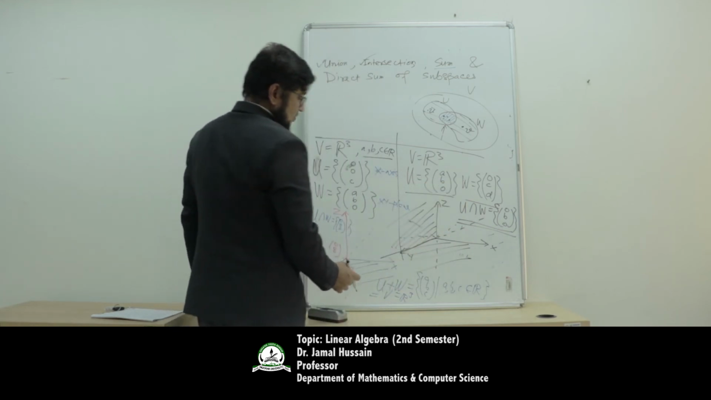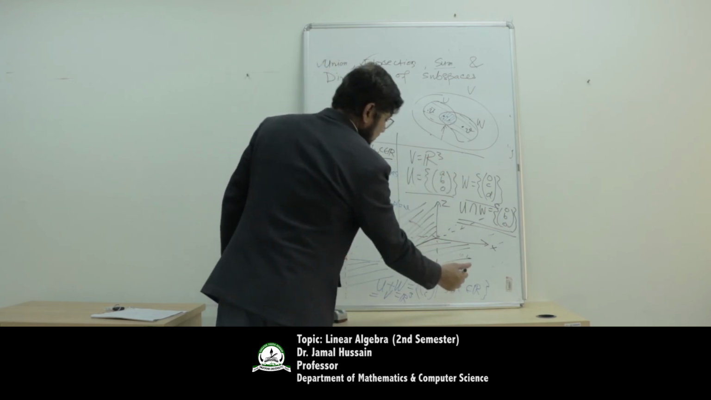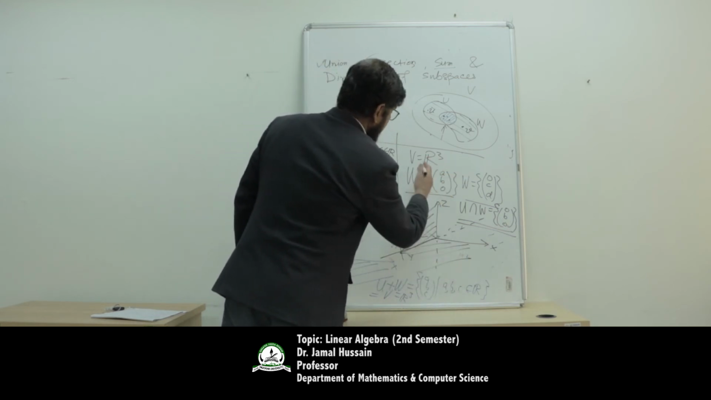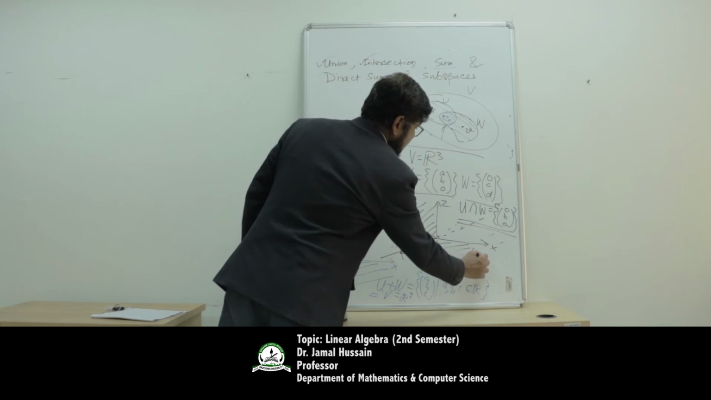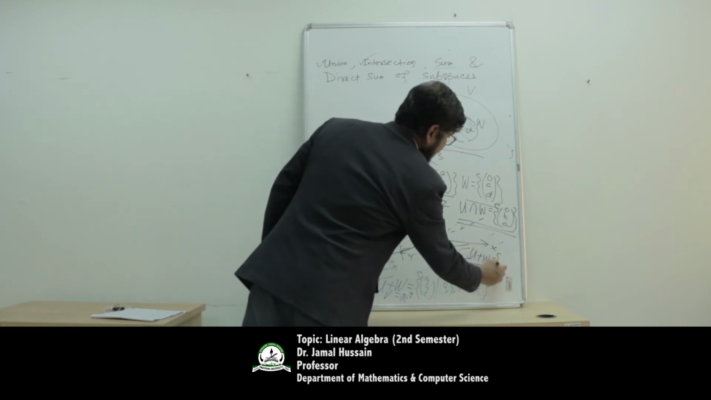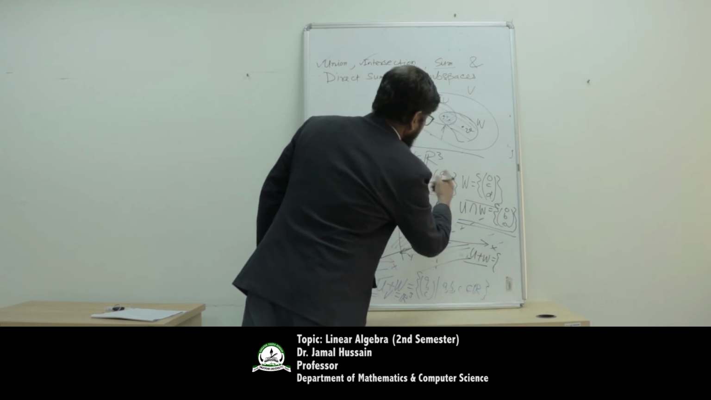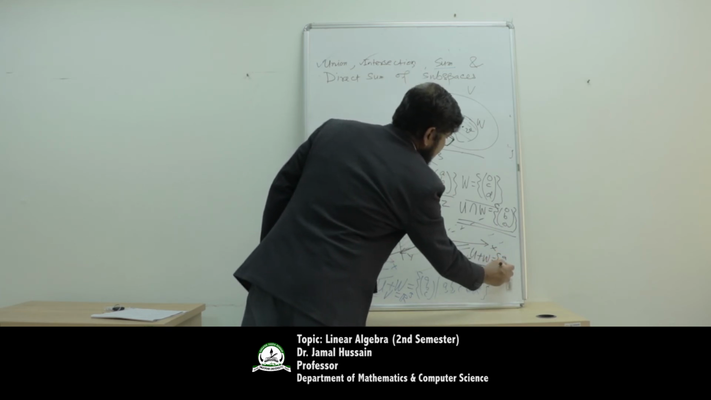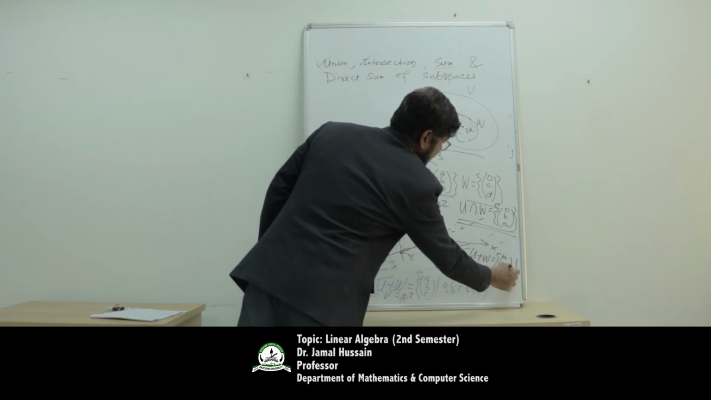So, here also what is the sum? The sum will be U plus W. In this particular case, it will again be (a, b) plus (c, d), like this.